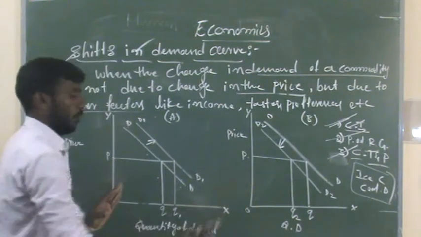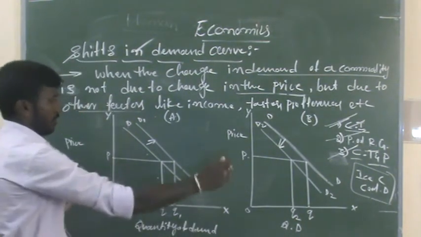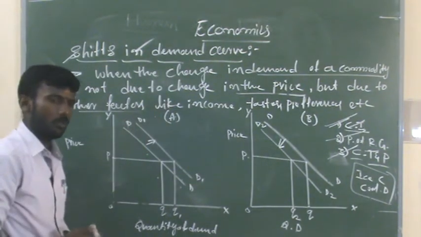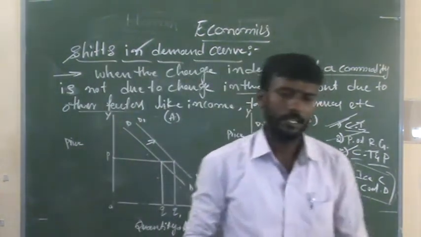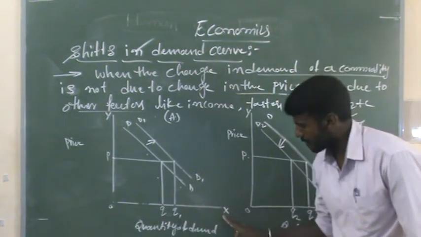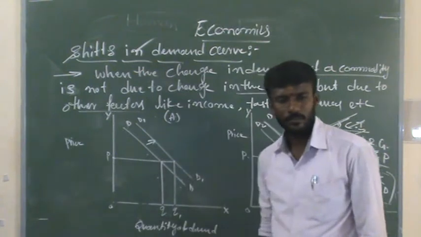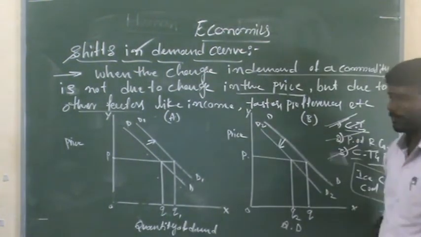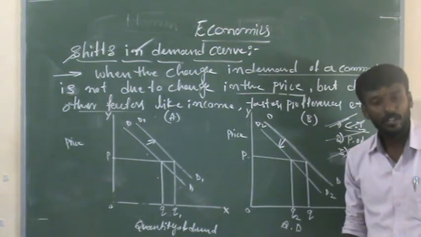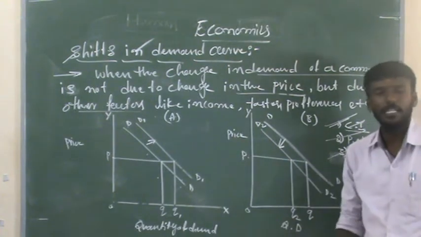See, simply, once again I am going to explain the diagram simply. Already I have intimated the shifts in the demand curve. Now we are going to explain it with the help of the graph, or diagrammatically. The x-axis represents the quantity of demand and the y-axis represents the price. In this diagram the DD line will be there now. The DD line here we are going to consider as the original demand curve.